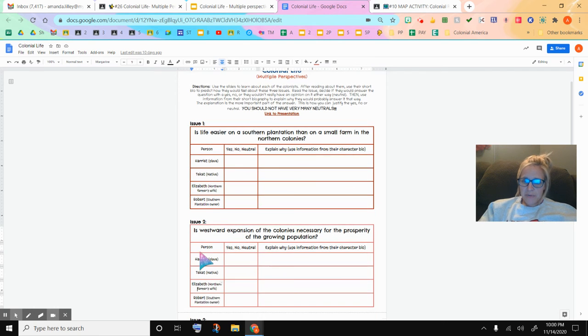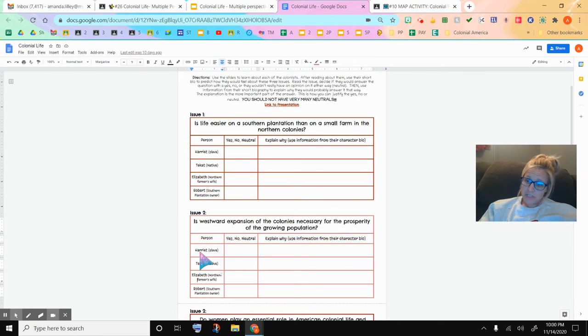Now, issue 2, I think we get confused on because it talks about westward expansion, but now it should make a little more sense that we've talked about the French and Indian War, because of that King's Proclamation where he says, no, you guys can't move into the Ohio River Valley and over towards the Mississippi. This is the land we're talking about. So the issue becomes, is westward expansion necessary for the success and growth of the colonies? And how would each person answer that question?